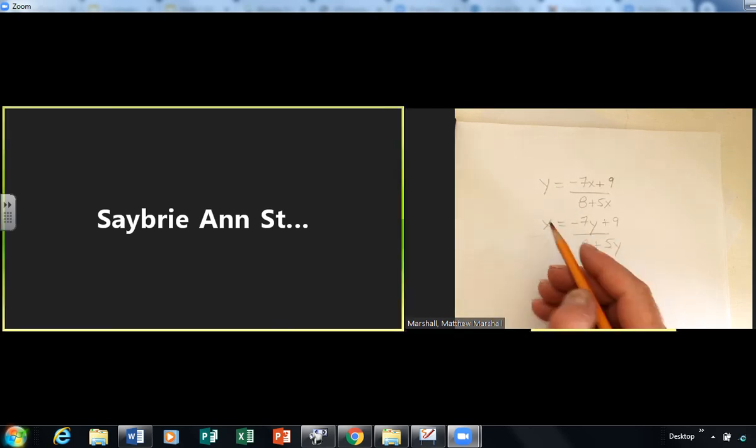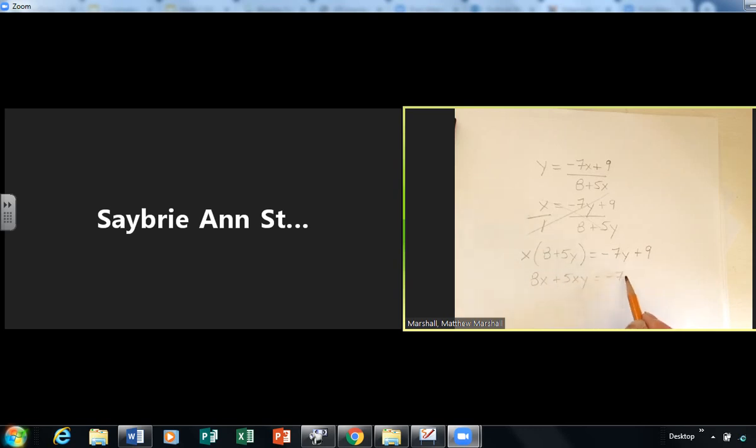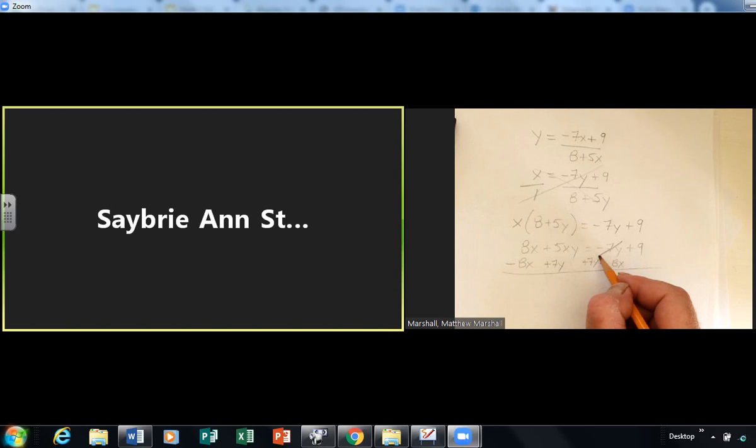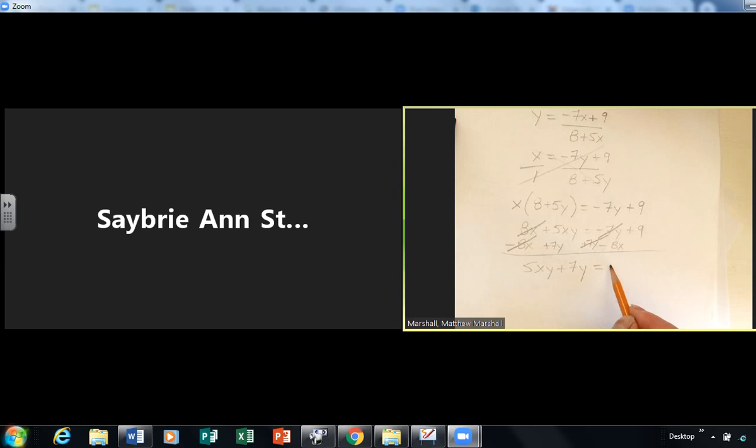So I'll put that over 1, crisscross this, gives me x, 8, plus 5y, equals -7y, plus 9, gives me 8x. And then I believe they took away this 8x, they add this 7y, and then they factor out the y. So if I take away 8x on both sides, and I add 7y at the same time, like a double inverse operation, so that gives me 5xy plus 7y. And then over here you got minus 8x plus 9, or you could write that 9 minus 8x, doesn't matter.